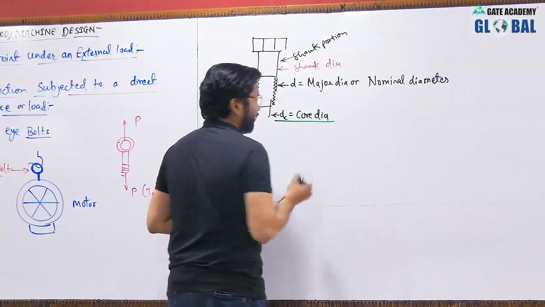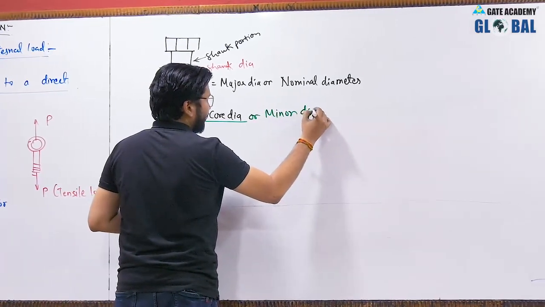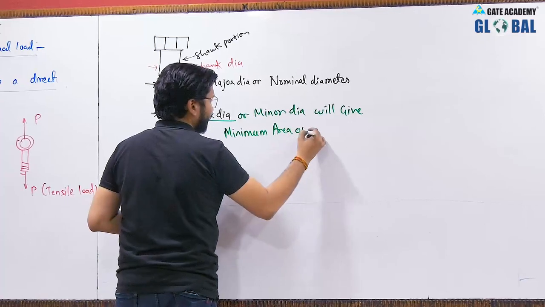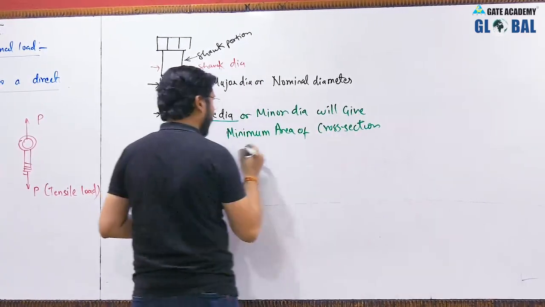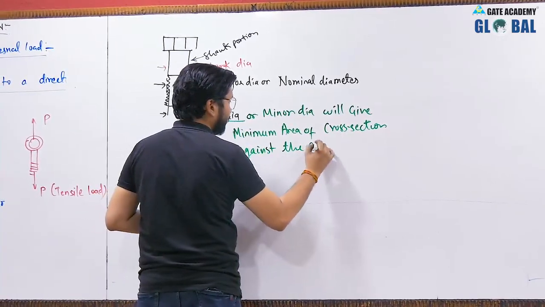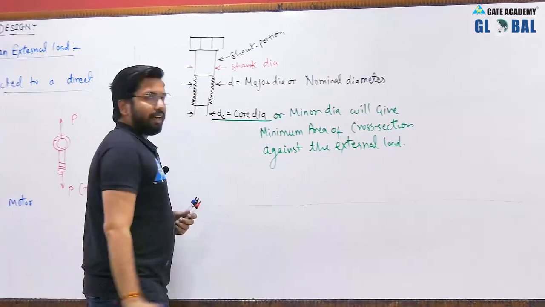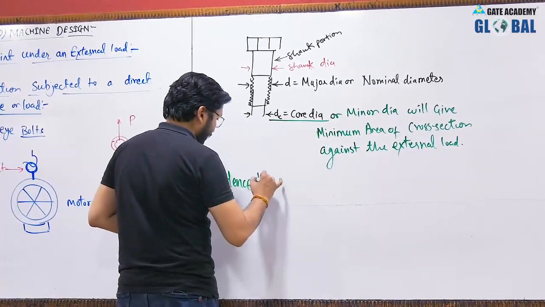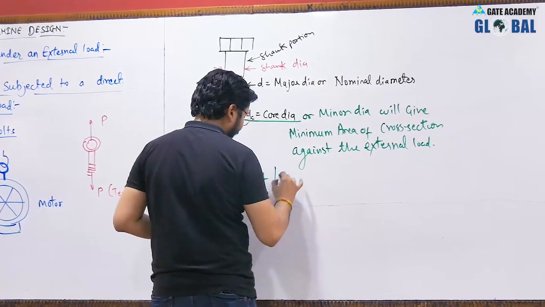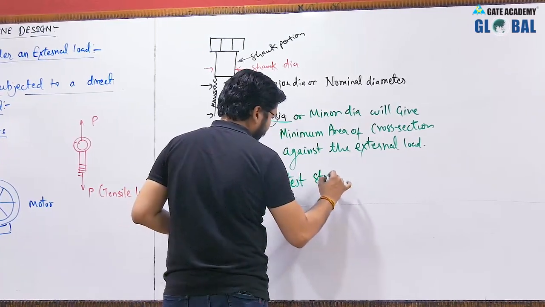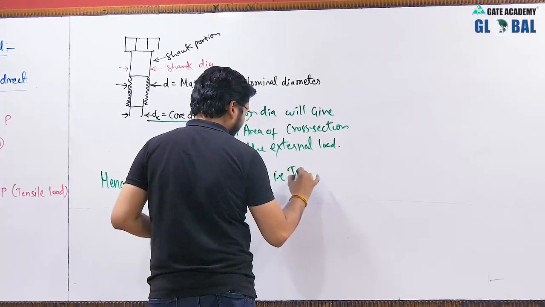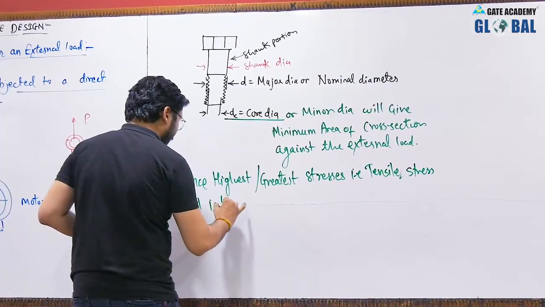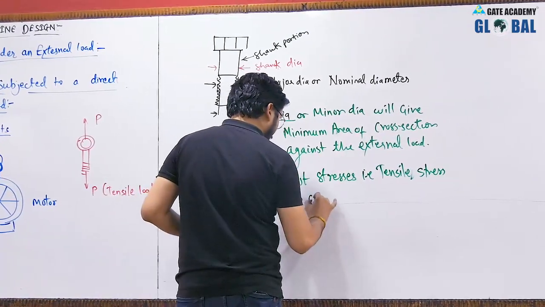Now this core diameter or the minor diameter will give the minimum area of cross section against the external load. Hence the highest stress will be induced in the core portion. Hence the highest, or you can say greatest, stress, that is tensile stress, will be induced in the core portion.